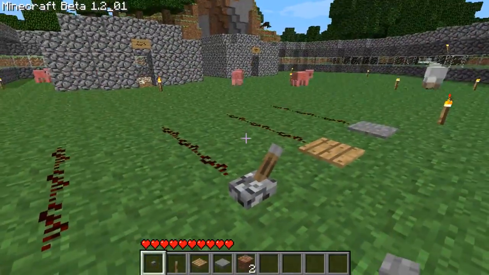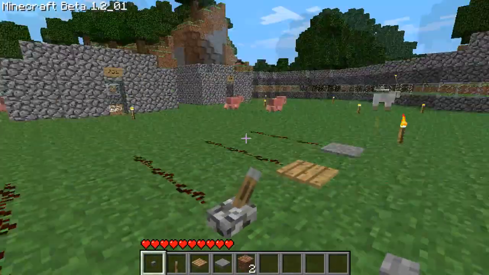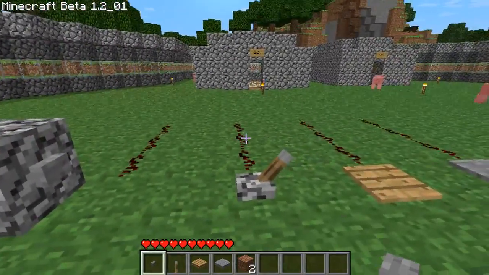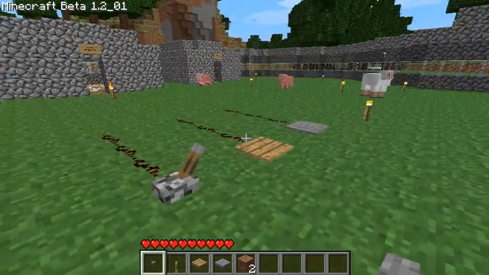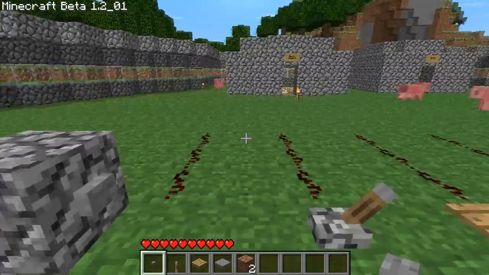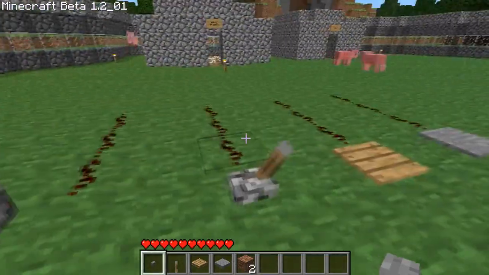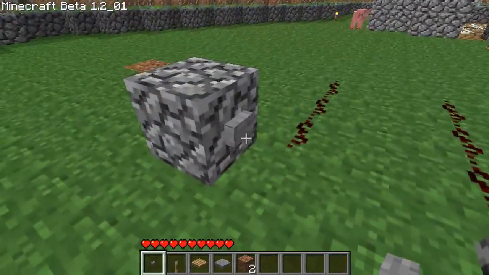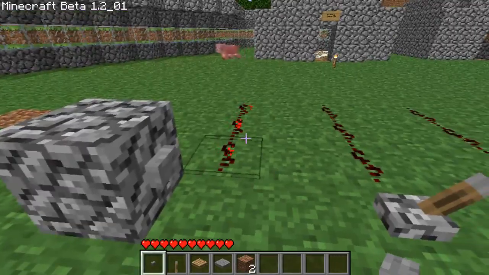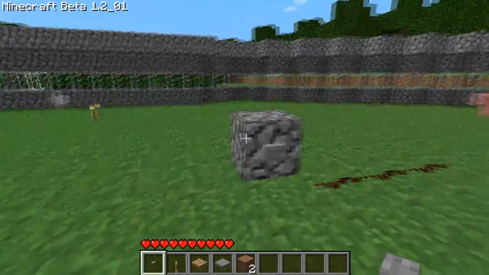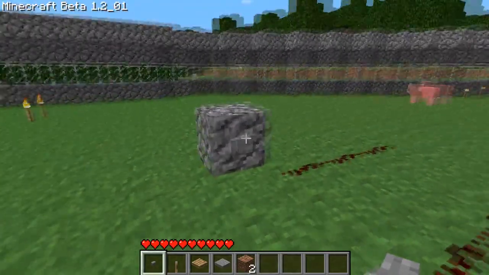Now, normally redstone parts are either inputs or outputs, but for the sake of the tutorial, we're just going to call them senders and receivers. Senders send power and receivers receive power. And these are the senders. So we have the button, which stays on for about a second after you push it, and that cannot be placed on the top of the box, it needs to be placed on the side.